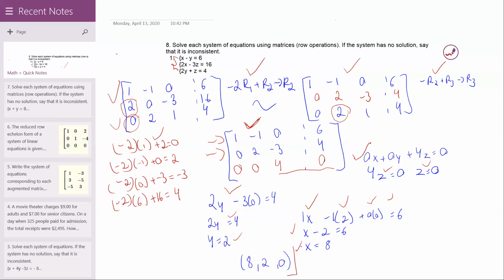And again, that's not the full question answer. This is the full answer where we put 8 where x is, 2 where y was, and 0 for z. So again, this is a point where these three planes intersect in 3D.